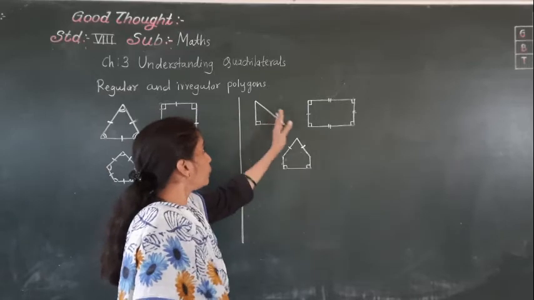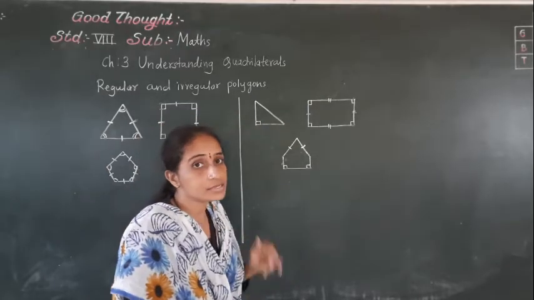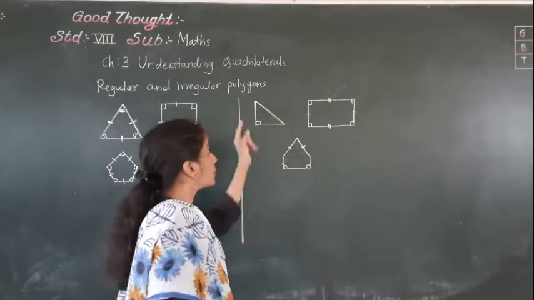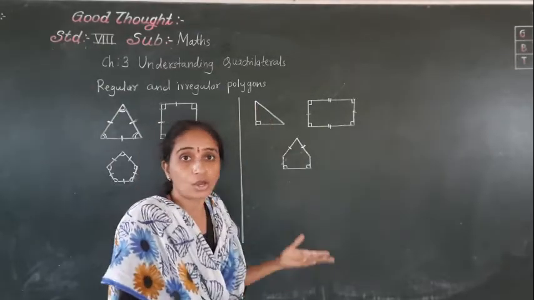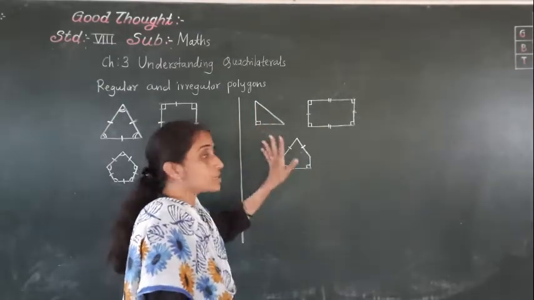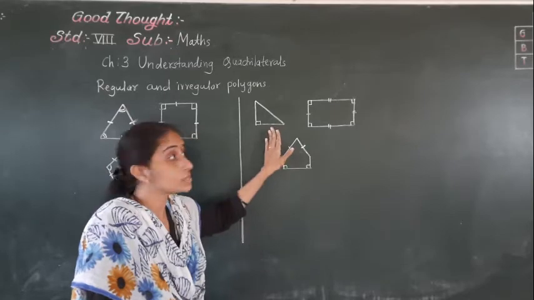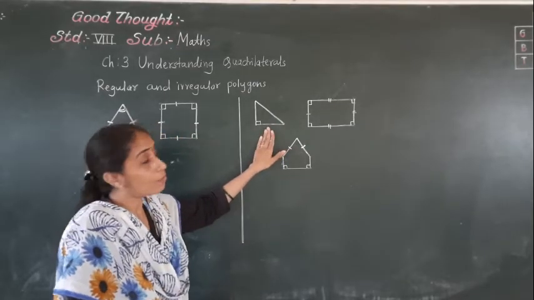Now if you see this triangle, is any information given? Has it shown any equality sign? No, which means no sides are equal and no angles are equal. So this is an irregular polygon.